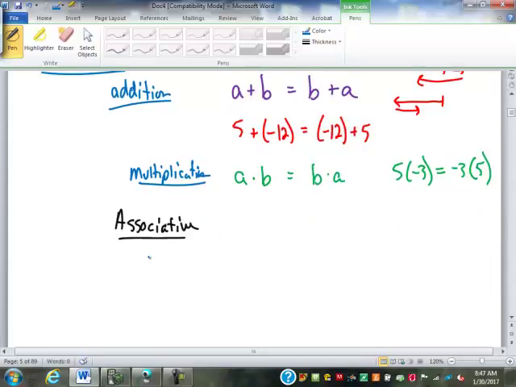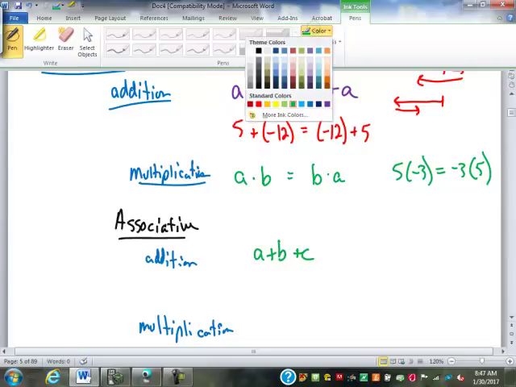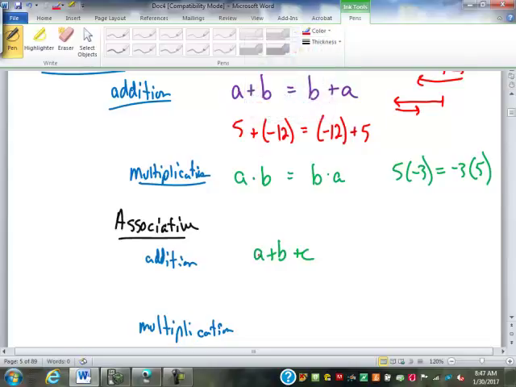So in our associative rules, we're dealing with adding or multiplying 3 numbers. If I have A plus B plus C, our order of operations says that if it's written like that, we should add the first 2 together first, right? We should do A plus B and then add the C. Now, I don't really need the parentheses because order of operations says you're going to go left to right.